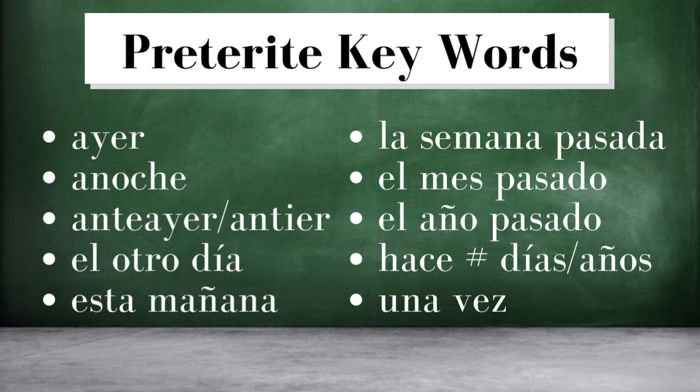Esta mañana, this morning, la semana pasada, last week, el mes pasado, last month, el año pasado, last year, hace however many days or weeks or months or years. For example, hace 2 días means 2 days ago. Hace 5 meses means 5 months ago. And hace 10 años means 10 years ago. And last but not least, una vez, meaning one time. So if you see any of these keywords, that will be your clue that you need to use the preterite tense.